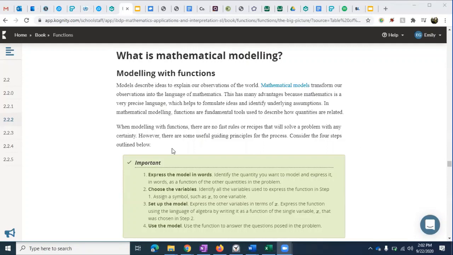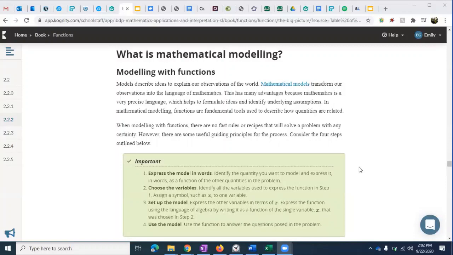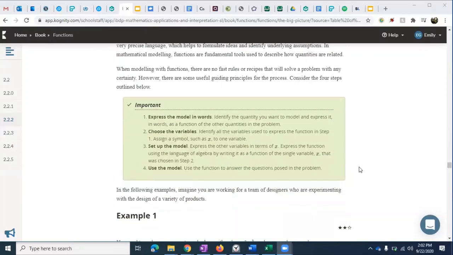So there aren't really rules or recipes that we would use to solve the problem, right? We're actually going to look at this more like problem solving, where there might not be one answer. There might be several ways to get to the answer. But there are some steps that we can generally take in order to get to our mathematical models.